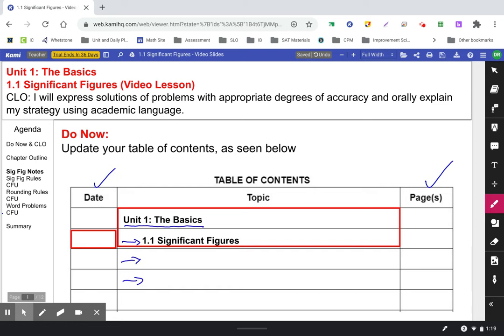As you finish setting up your table of contents, go ahead and note the agenda on the left-hand side. We're going to look at the chapter outline, and then we're going to take some notes on sig figs. So we'll look at the rules, have a quick check for understanding, then some rounding rules, another check for understanding, and then a word problem example. And then a final checkup for understanding, and then we'll wrap things up at the end. So again, this is a video. At any point in time, you can pause in case you need to catch back up, or if I'm going too quickly, all right?